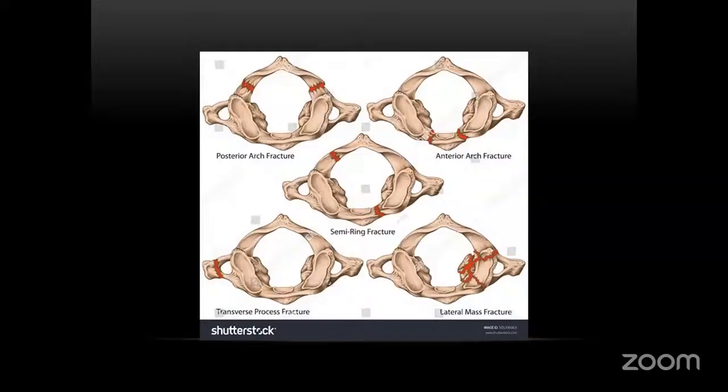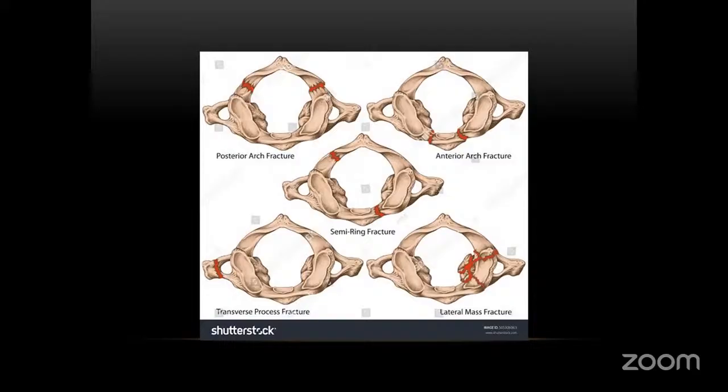Yes, in the Landells classification there's a bit of a difference: it has only 3 types, whereas Jefferson has 4. In Landells, the Jefferson type 1 and type 2 are included in Landells 1. Then Jefferson type 3 is Landells 2, and Jefferson type 4 is Landells 3.